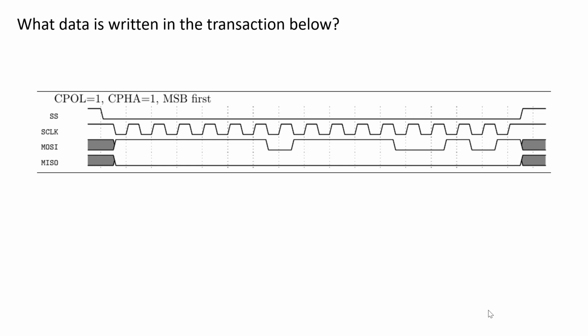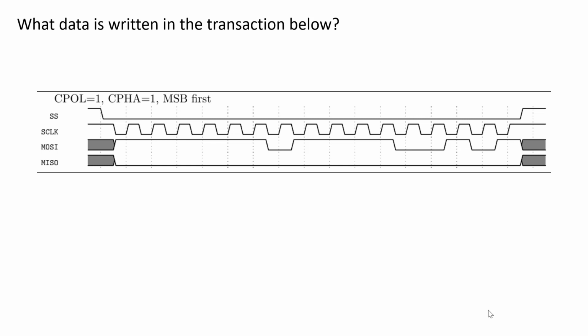What data is written in the transaction below? MISO is pretty much flatlined, so I don't have any data coming back from the slave. So the data I'm writing is going from master to slave. The first transaction is the address and the flags. The second transaction is the data I'm writing. The trick here is I got to count these cycles.